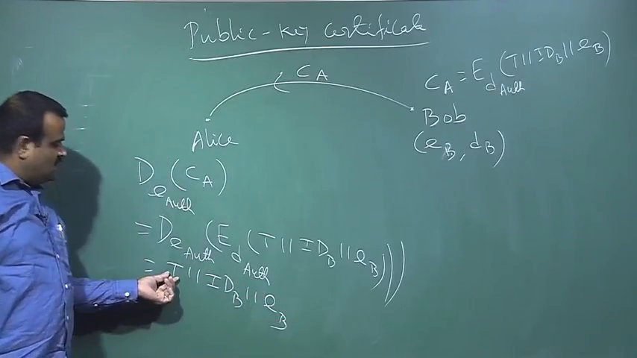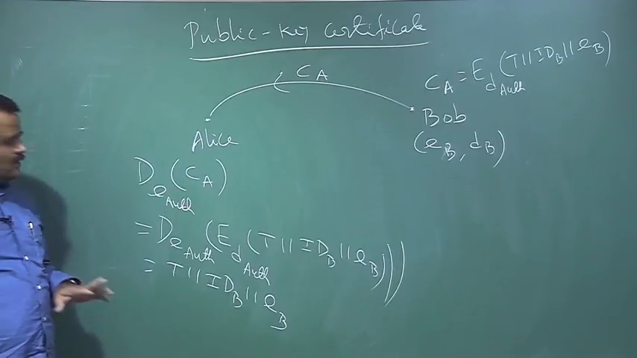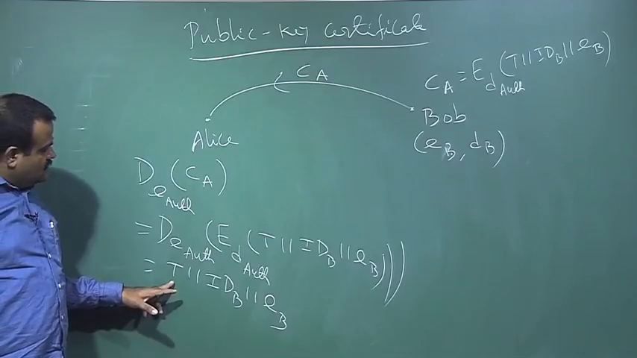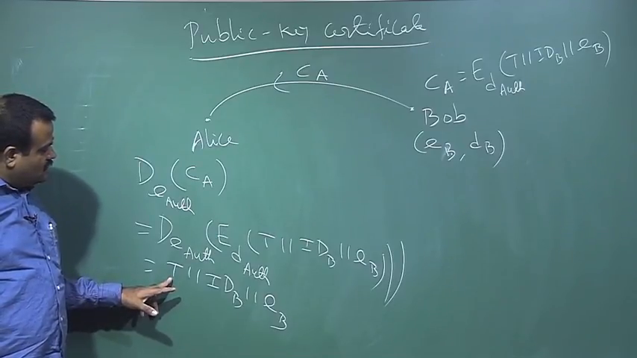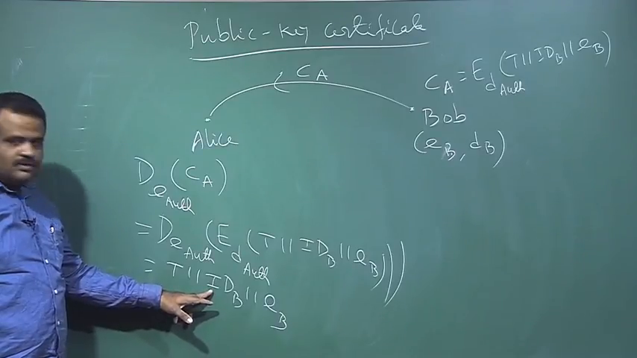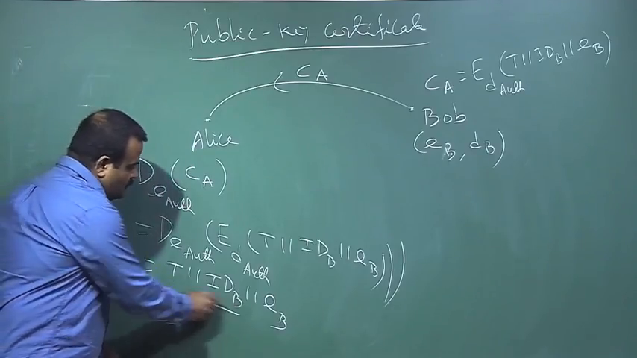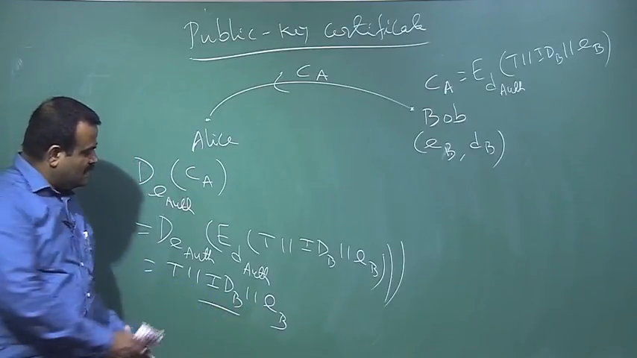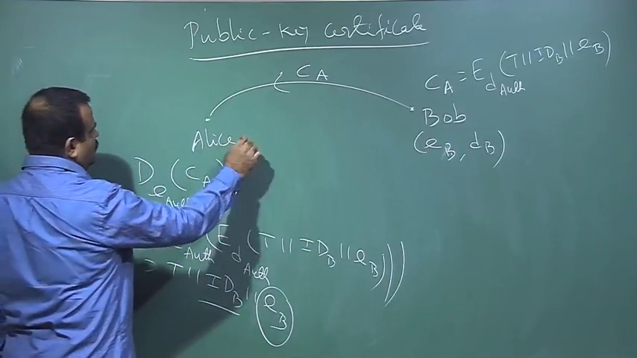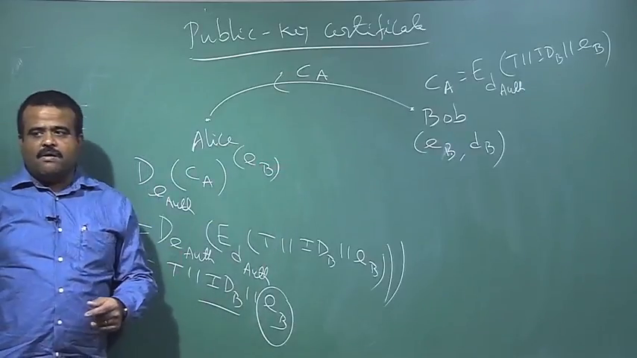So, now Alice will check the time. This time means whether the certificate is a current certificate or not, some sort of timestamp is there. So, Alice will check this time and also Alice will check this ID of Bob. So, this is really Bob's certificate, and then Alice will get this E B, the Bob public key, by seeing the certificate.